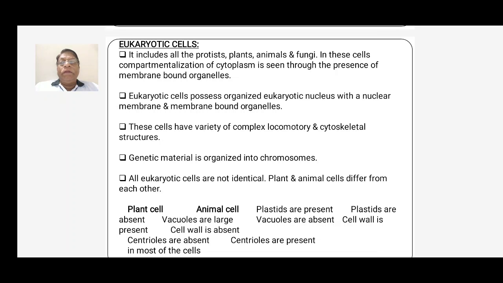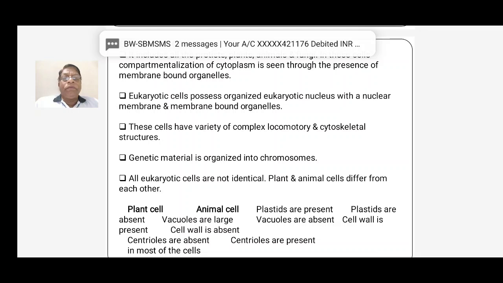In the first chapter, the biological classification chapter, you have studied that Whittaker classified the whole living organisms into 5 kingdoms: Kingdom Monera, Kingdom Protista, Kingdom Plantae, Kingdom Animalia, and the Kingdom Mycota.